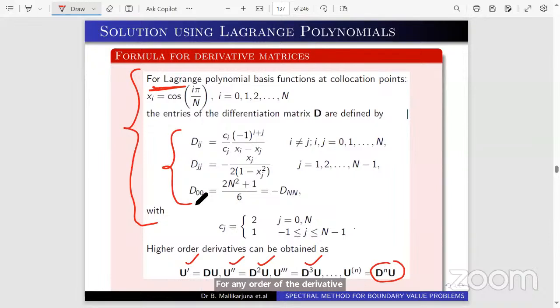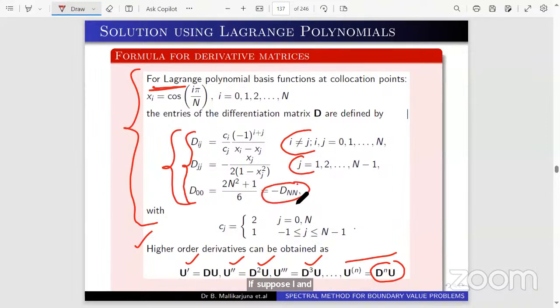It is a recurrence relation formula for any order of the derivative to use in Lagrange polynomial basis functions. That is why higher order derivatives can be obtained like this. But what does D mean? D can be defined like this. If i is not equal to j, and if i is equal to j, suppose i and j both are 0, what is this? Or maybe at N, what is this value? We are defining these as per the concept of Lagrange interpolating polynomials.